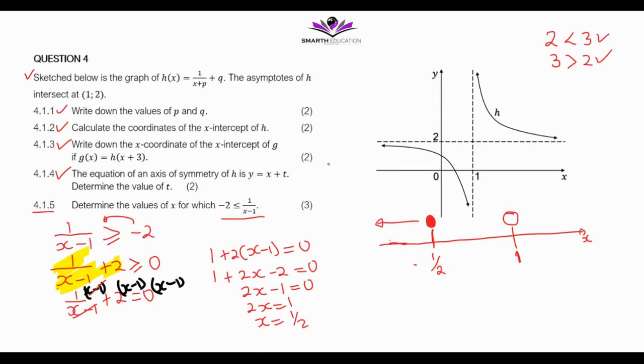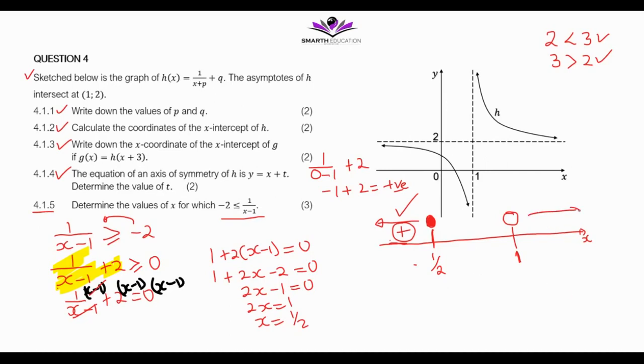So it's going to be 1 over 0 minus 1 plus 2. 1 divided by negative 1 is negative 1, plus 2, which is positive. The answer is positive there. So this one is positive. Greater than or equal to 0, so we want that part. It's fine. Let's come to this side.